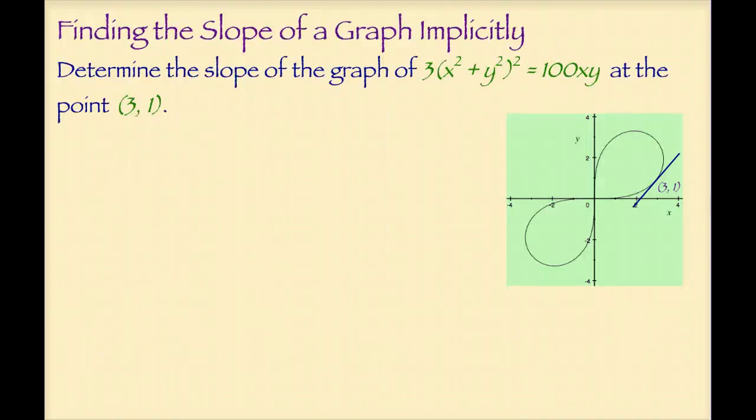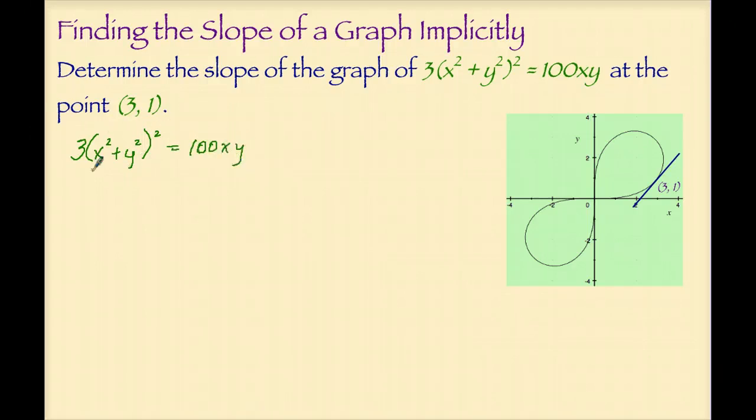Here is another example where we're going to take the derivative of the equation implicitly in order to find the slope at a specific point on our increasingly interesting curves. You can see that the equation is becoming increasingly interesting as well. We're going to need to use a little chain rule, a little product rule, in addition to our implicit differentiation skills in order to take this derivative. First, I'm going to rewrite the equation. 3 times the quantity x squared plus y squared, squared, is equal to 100xy.